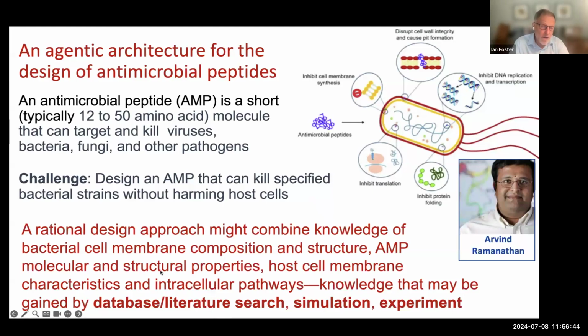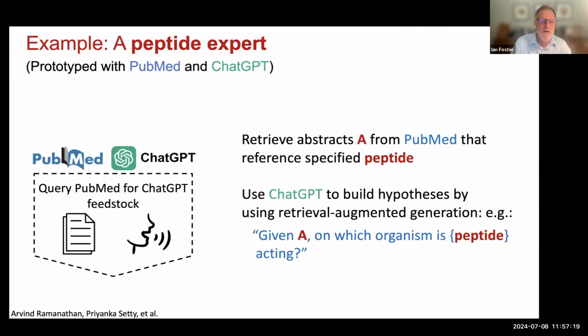And very knowledge intensive. You want to know about all sorts of things. How do bacterial cells operate? How do antimicrobial peptides operate? How do host cells and their intracellular pathways operate? These are all things that we would like to be able to explore in some principled manner, and we might, as said here, use a mix of searching the existing knowledge, performing simulations, and performing experiments.